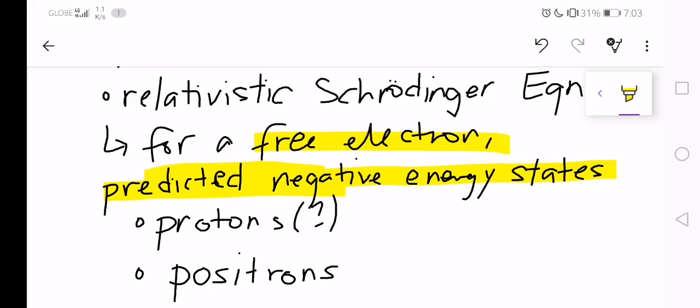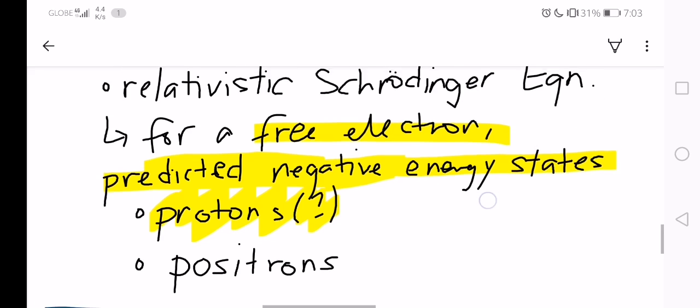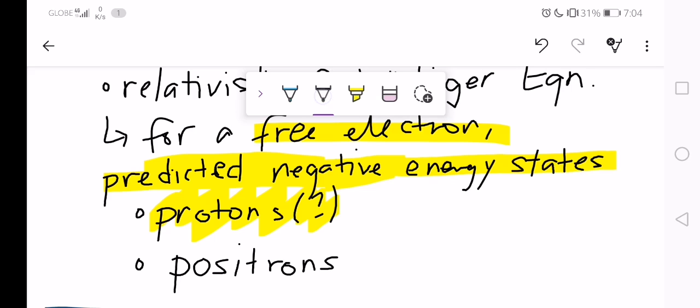So he thought of what particles could have existed in these negative energy states. Initially he thought they might be protons, and in later experiments, as we learned earlier, Anderson's discovery of the positron explained the negative energy states, which were originally predicted by the Dirac equation.